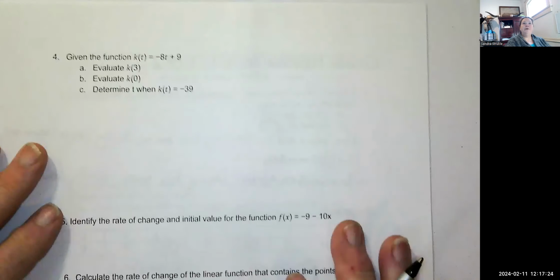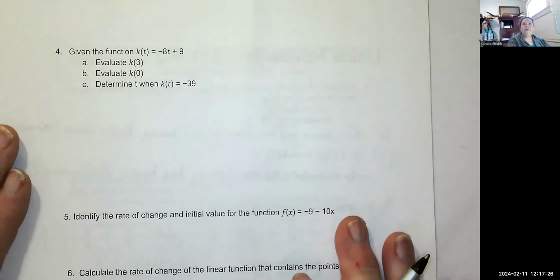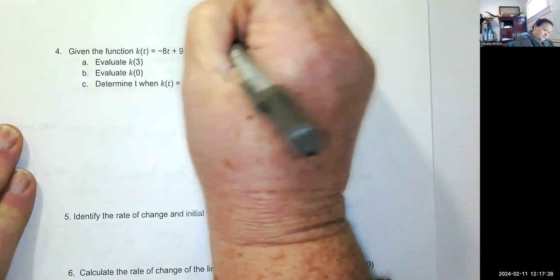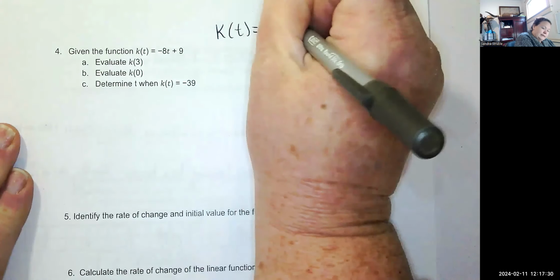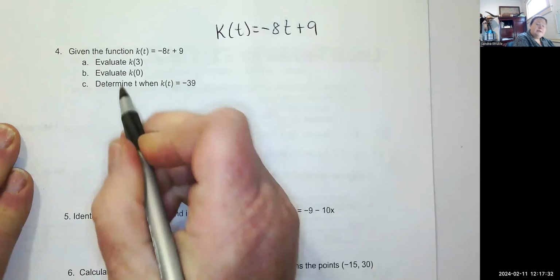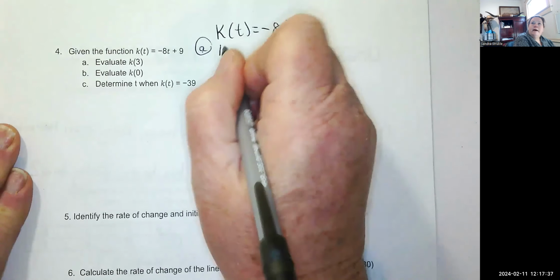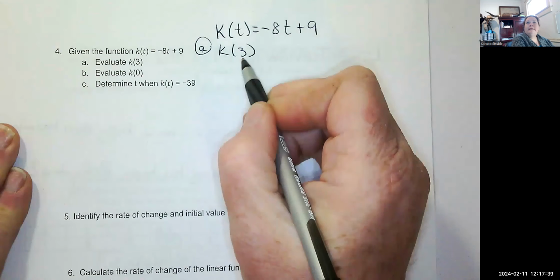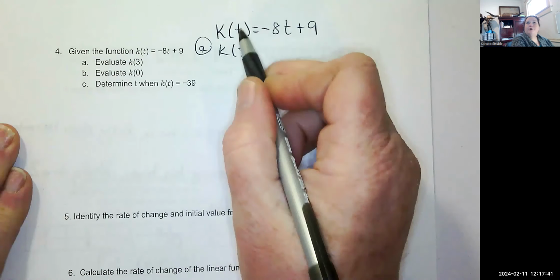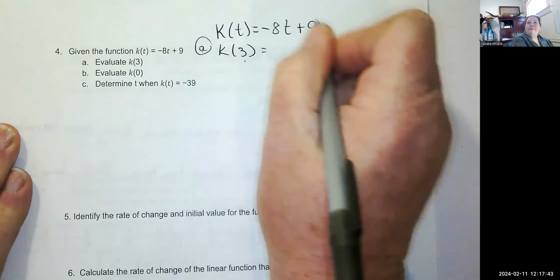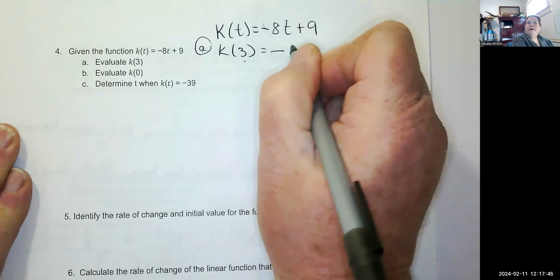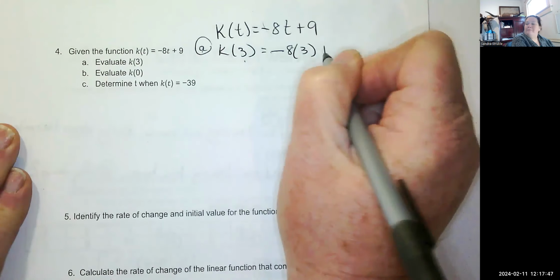All right, evaluate the function. So given the function k of t is equal to -8t plus 9. The first one is k of 3. So for A, we just take k of 3. Well, they're saying that t is 3. So if t is 3, that means everywhere over here that there's a t, you need to plug in 3.